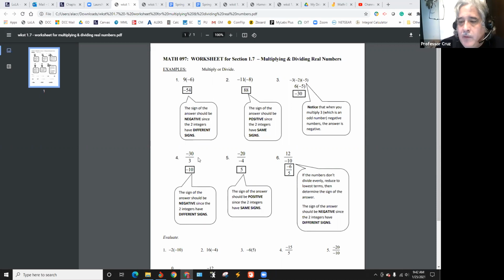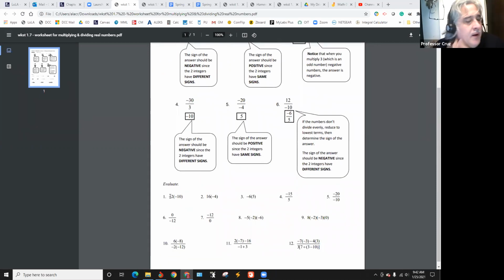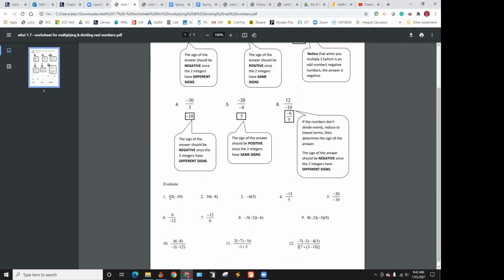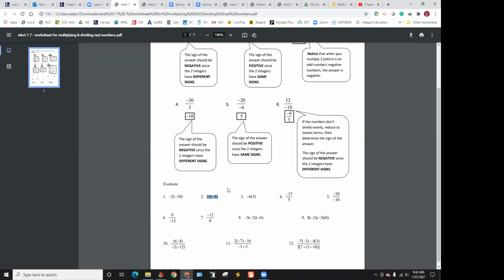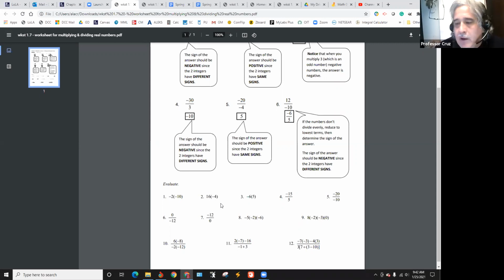So let me just ask you about number one. What's the sign going to be of number one? Two negative signs. So it's going to be what? Positive. Great. So 2 times 10 is 20. So it'd be positive 20. On number 16, what's the sign going to be? One negative sign. So what's the sign? Negative. Good, good. Now, the numbers still play out the same way. So 4 times 16 is 64. So it's negative 64.